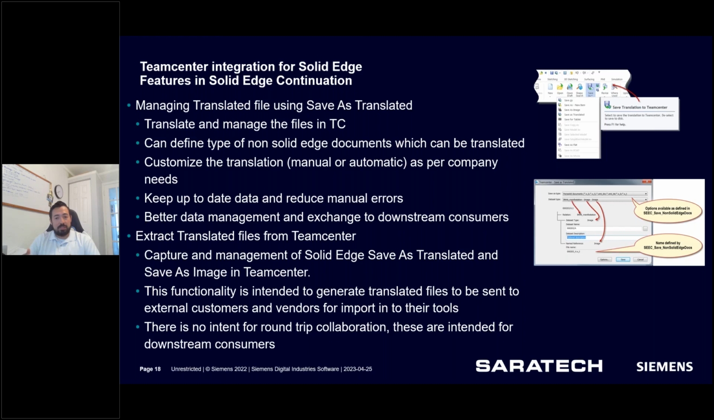You can make this change or translate to this specific part file, and then they can call it from Teamcenter themselves. So keep up to date data and reduce manual errors, better data management, and exchange to downstream customers. Extract translated files from Teamcenter, so capture and management of Solid Edge Save as Translated and Save as Image in Teamcenter. This function is intended to generate translated files to be sent to external customers and vendors for import into their tools. There is no intent for round-trip collaboration. These are intended for downstream consumers.